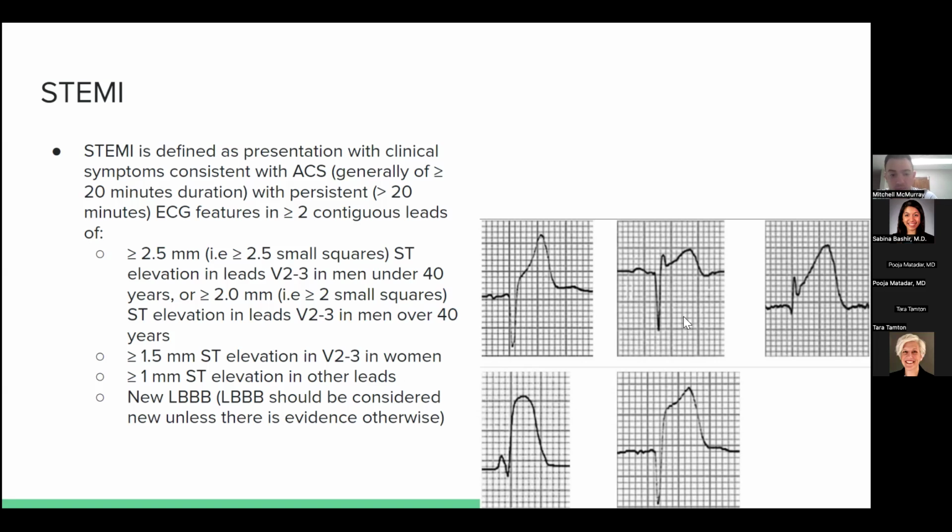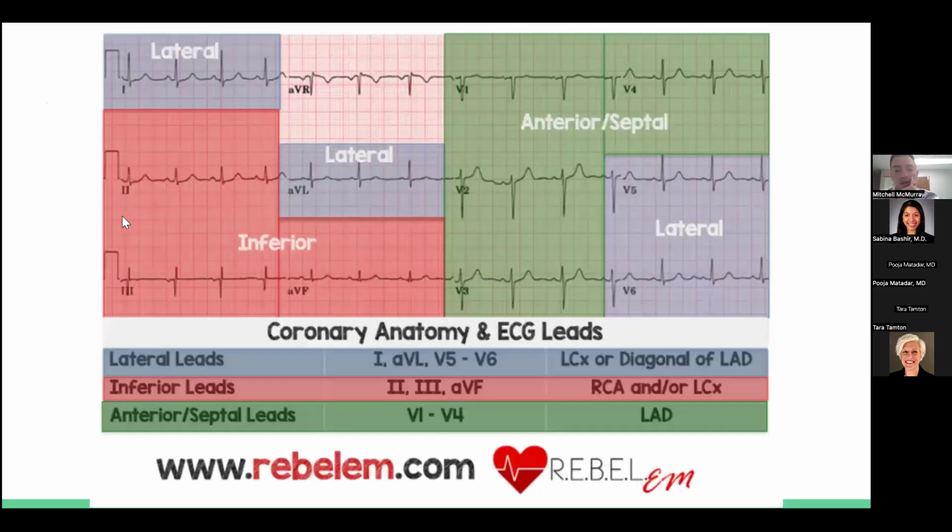And then here is the classic EKG printout for the different anatomy and what the leads represent. So leads V1 through V4 are the anterior septal. That's the front part of the heart that's served by the LAD, the left anterior descending, which is the biggest vessel in the heart, called the widowmaker. That one, if you have an MI.